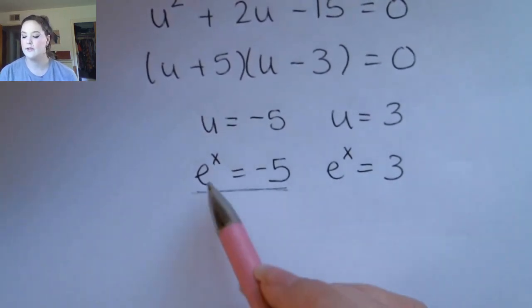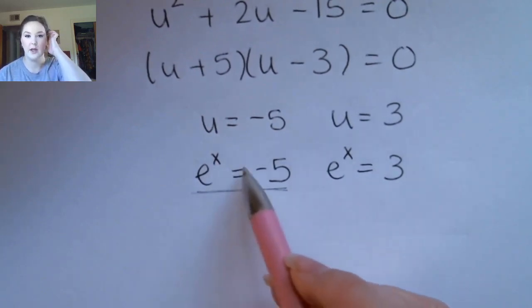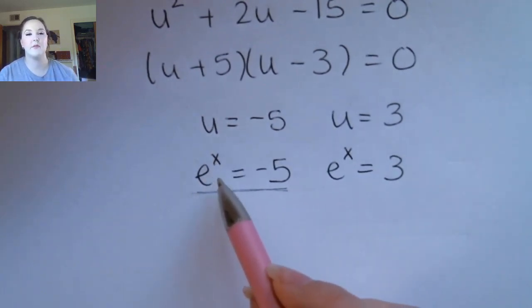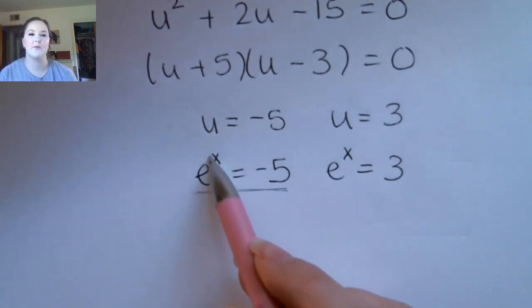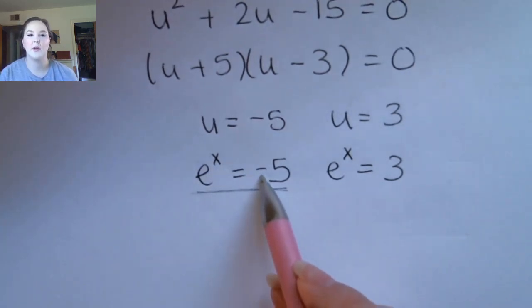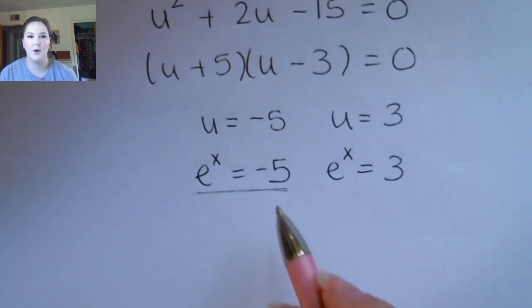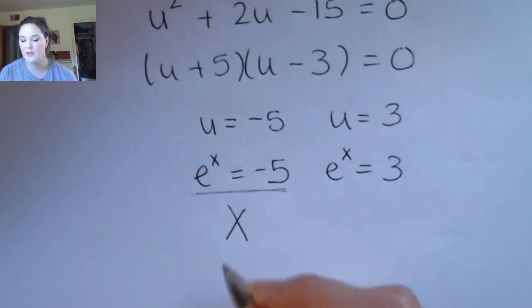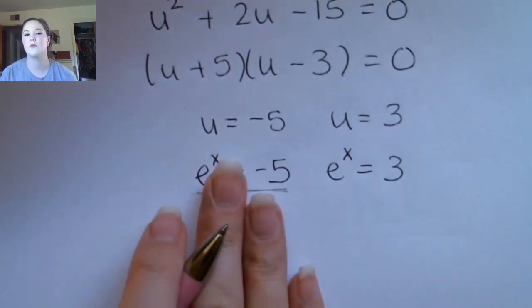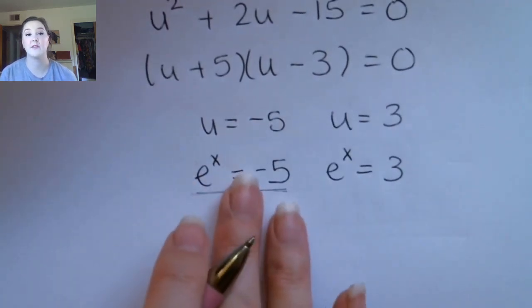Now e is something like 2.7, and this is going to be an exponent of e. If you think about this, if you're taking a positive number and raising it to an exponent, can you get a negative number? Well, no, you can't. So this actually doesn't lead to any solutions. There's no solutions to this equation coming from this factor.